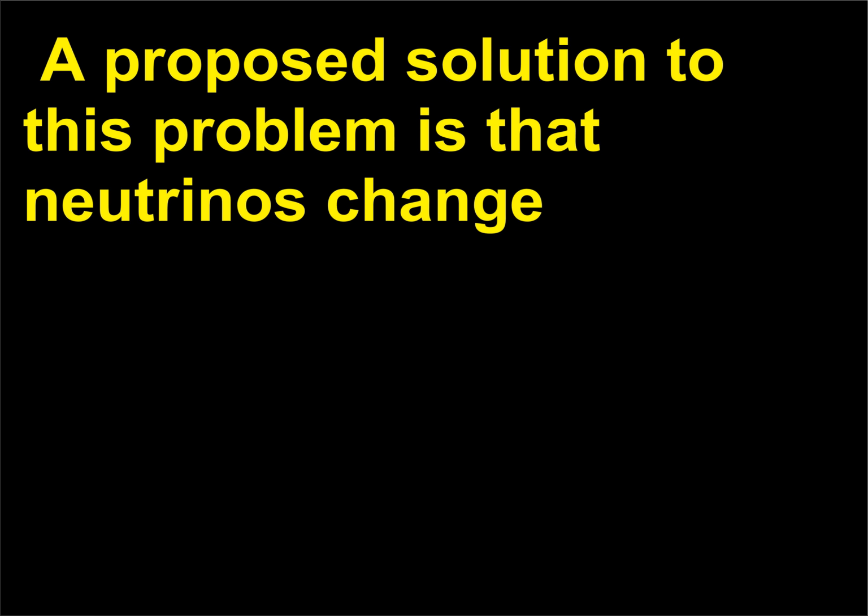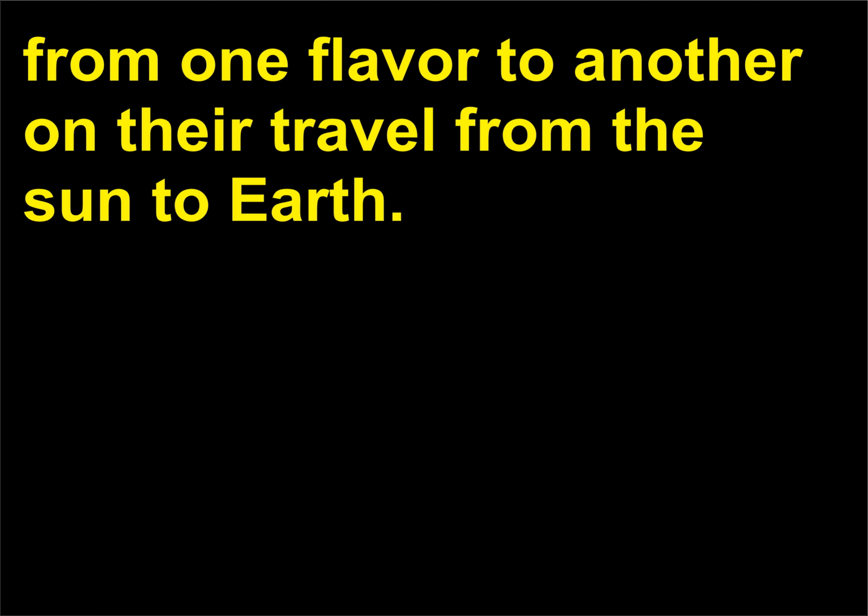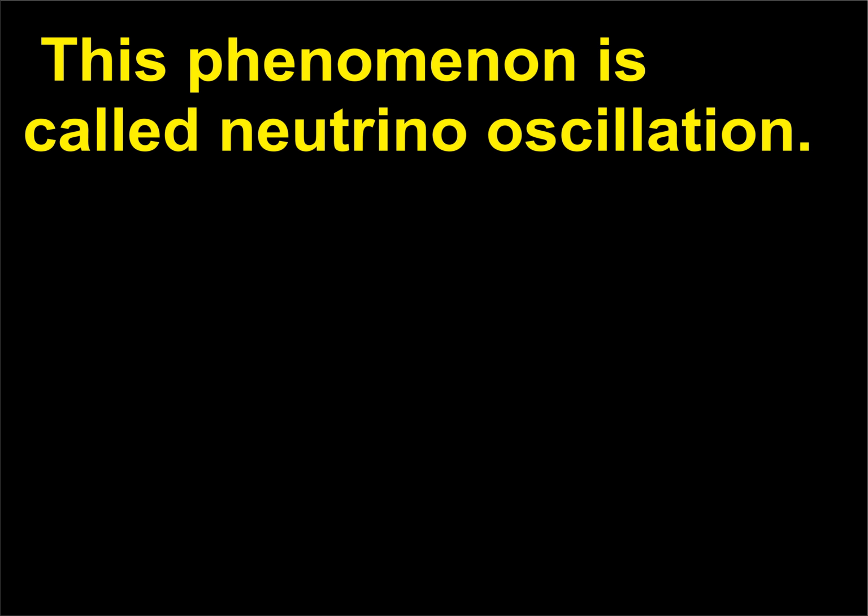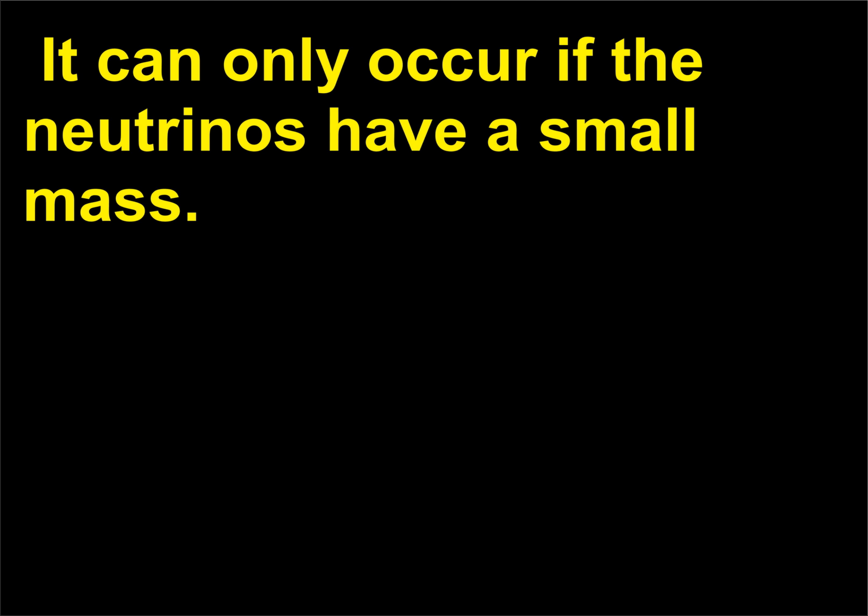A proposed solution to this problem is that neutrinos change from one flavor to another on their travel from the Sun to Earth. This phenomenon is called neutrino oscillation. It can only occur if the neutrinos have a small mass.